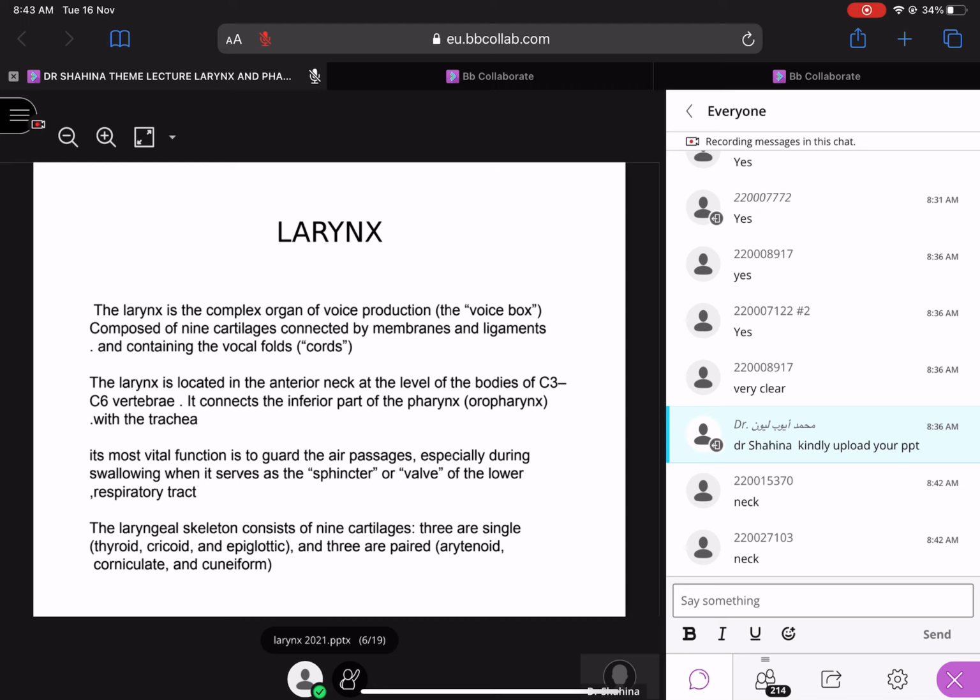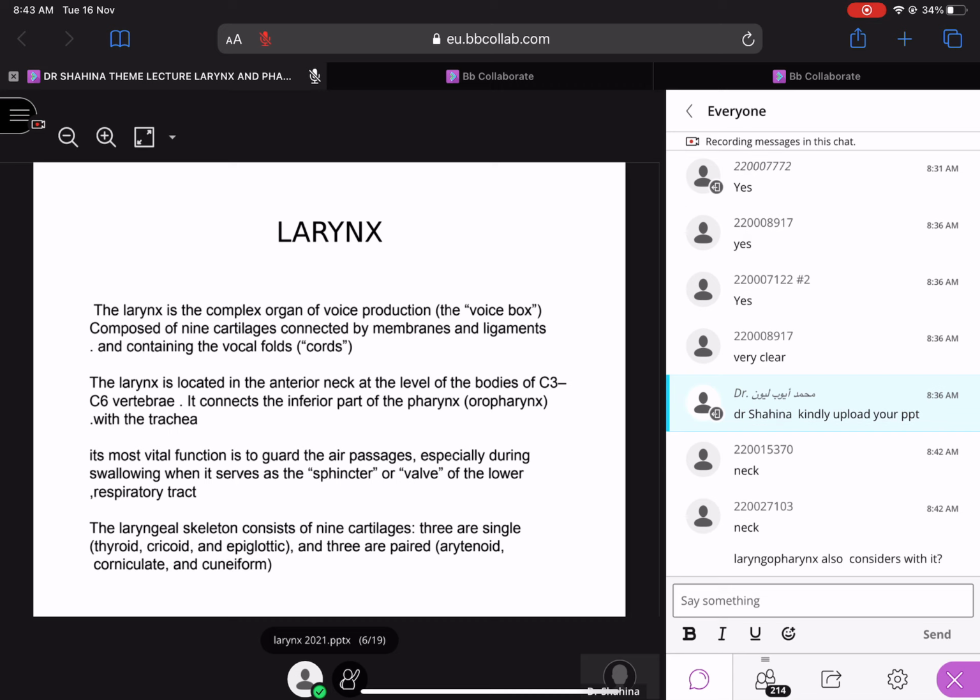So it is said that its length is about 44 millimeters in males. Laryngopharynx is different. We finished that yesterday; that was part of the pharynx. Now we are dealing only with the larynx. The larynx we are dealing with today has the function of phonation and air passage. That's all.